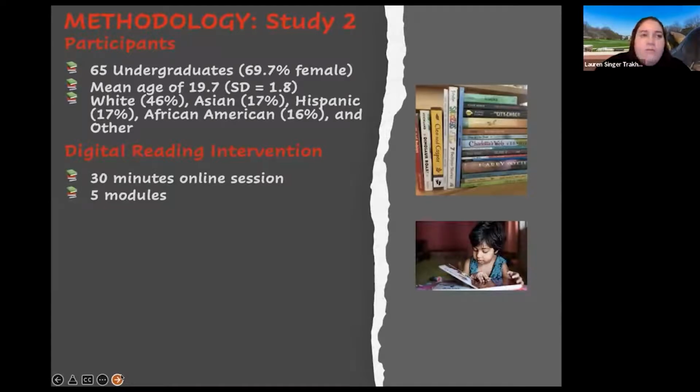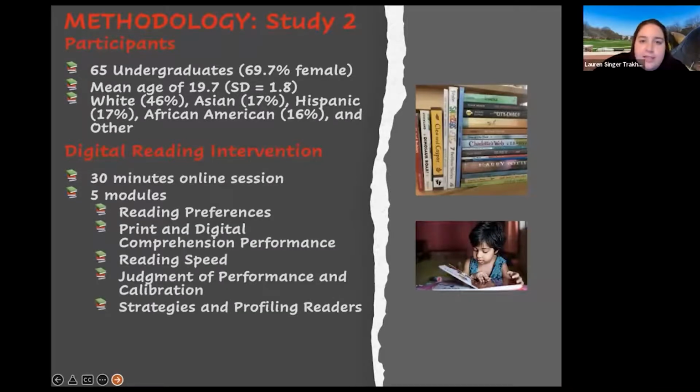And we thought, what if we just do a simple intervention? We built it in PowerPoint, and it goes through 5 modules. It takes about 30 minutes and teaches the students about the research on reading digitally. So we went through 5 modules with them. The first was about reading preferences. The next was about print and digital comprehension performance. The third module looked at reading speed. The fourth looked at judgment of performance and calibration. And the fifth and final module looked at strategies and profiling readers.